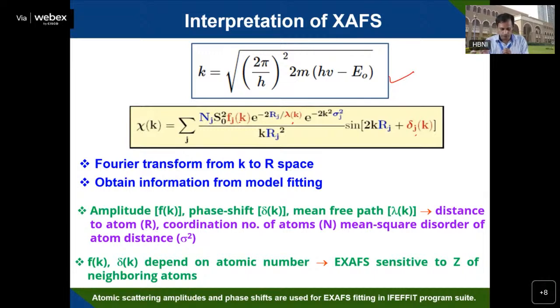Palladium is heavier Z, so there the interaction is much more. So here you have to do a Fourier transform from K space to real space. All wave vectors are expressed in K space, then by using the Fourier transform equation, you convert to R space. Once you obtain R space, you have to do model fitting by using this type of EXAFS fit program, or you can calculate all the information about the mean free path and coordination numbers.